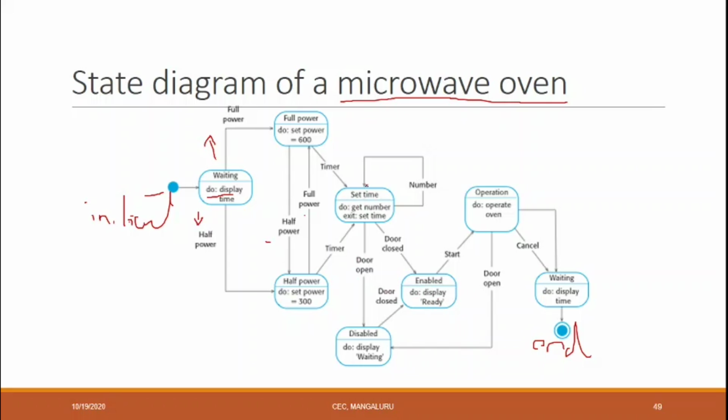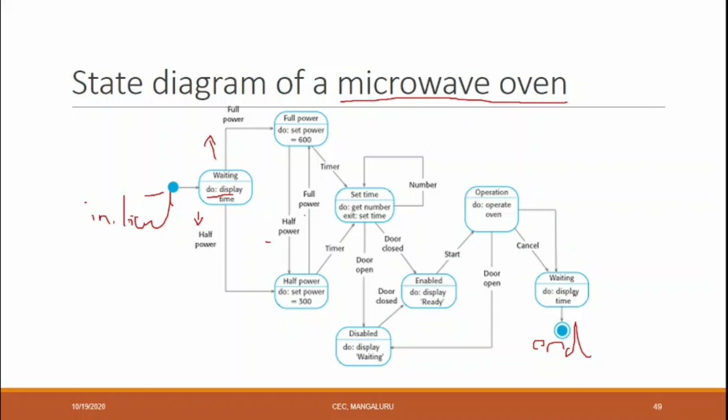The set time is set depending upon the customer. Once it is enabled, start the operation. Then the door starts the operation, operating the oven. Once the door is open again, even during the operation, it displays that the event is disabled. Once again the door has to be closed, and it starts the operation.